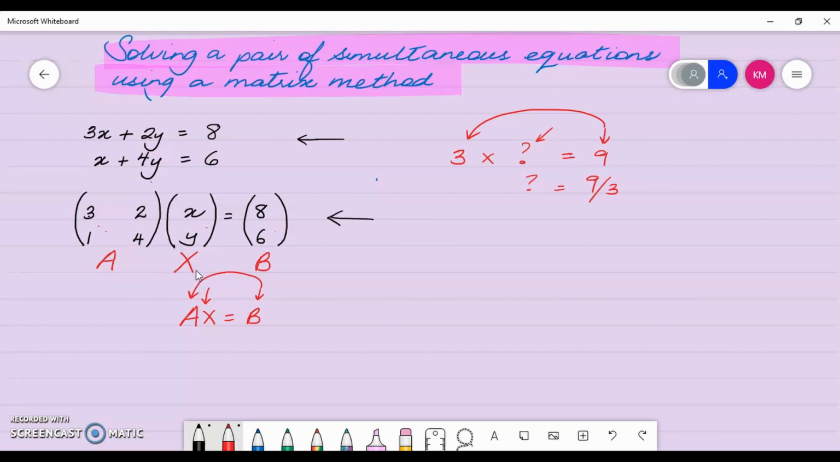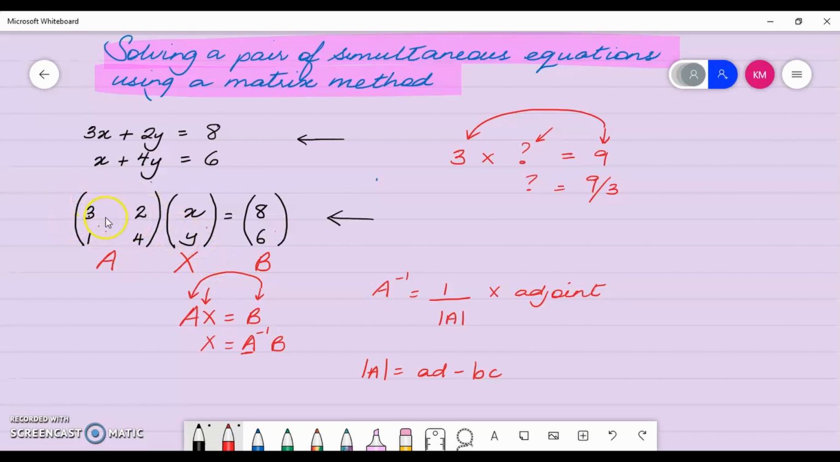But wait, we don't have division in matrices. What we have that is used to represent division is the inverse. So the same as dividing B by A, what we will do is take A inverse and multiply that by B. Right? So now we need to figure out what A inverse is. A inverse is 1 over your determinant of A multiplied by your adjoint. Your determinant of A is AD minus BC.